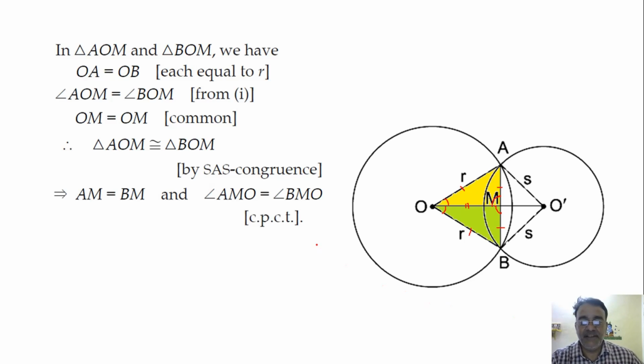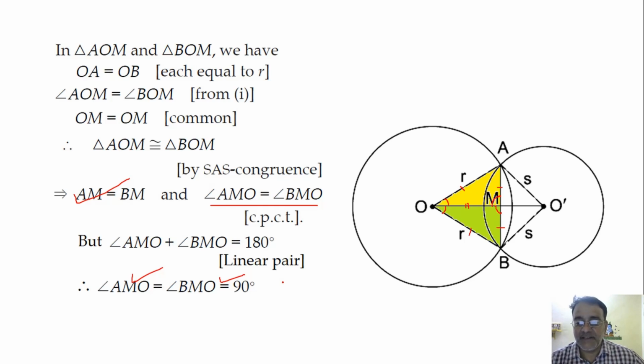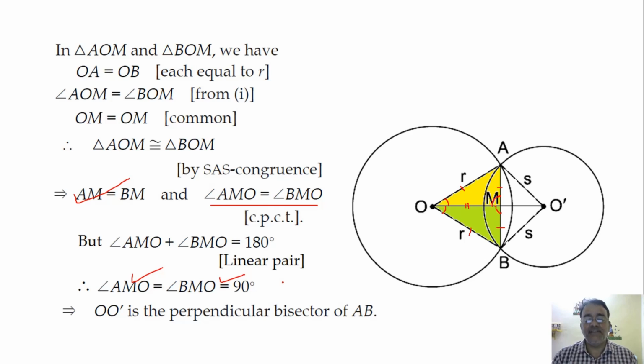But the sum of these two angles is equal to 180 degrees. Why? Linear pair. So both are equal and the sum of both is 180 degrees. So we can conclude that both are equal to 90 degrees. So AM is equal to BM and these two angles are equal to 90 degrees. So that means OM is the perpendicular bisector of AB, or O dash is the perpendicular bisector of AB. Any doubt?